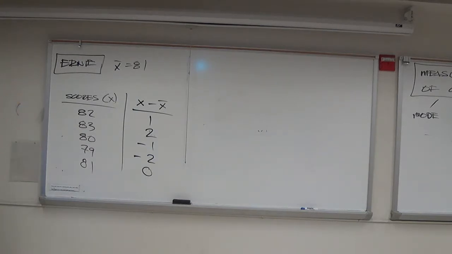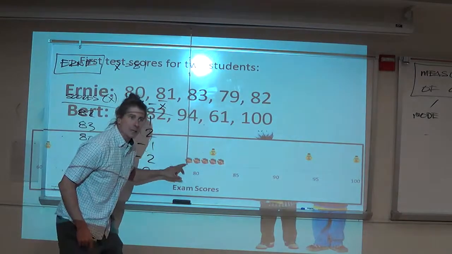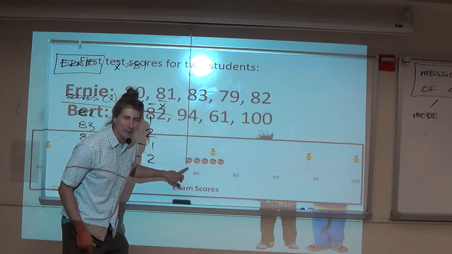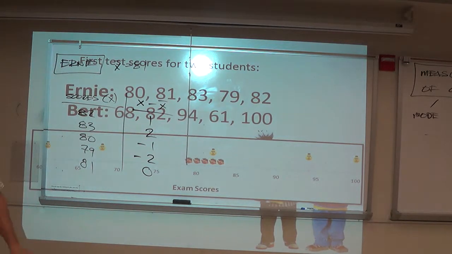So let's just average those. Let's average. 0. So Ernie has no deviation, because it averages to 0. How can he have no deviation? What's the only way Ernie could have no deviation? If all the scores were exactly the same. That's the only way to not have deviation, right?